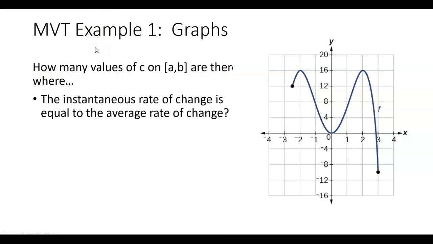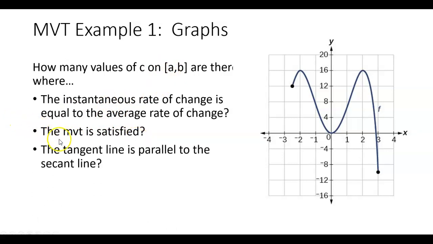I'd say the most common way it's worded is like this. How many values of c on the interval ab are there where the instantaneous rate of change is equal to the average rate of change? Or another way they may ask it is, how many values of c on the interval ab are there where the mean value theorem is satisfied?